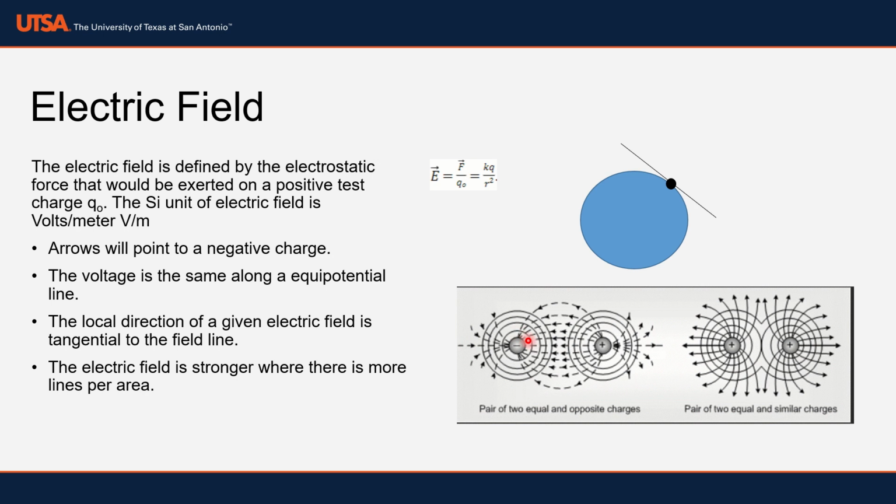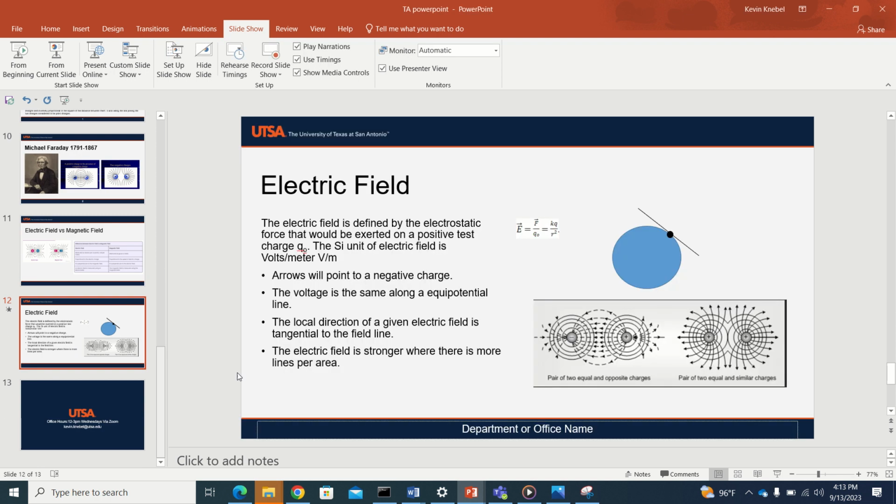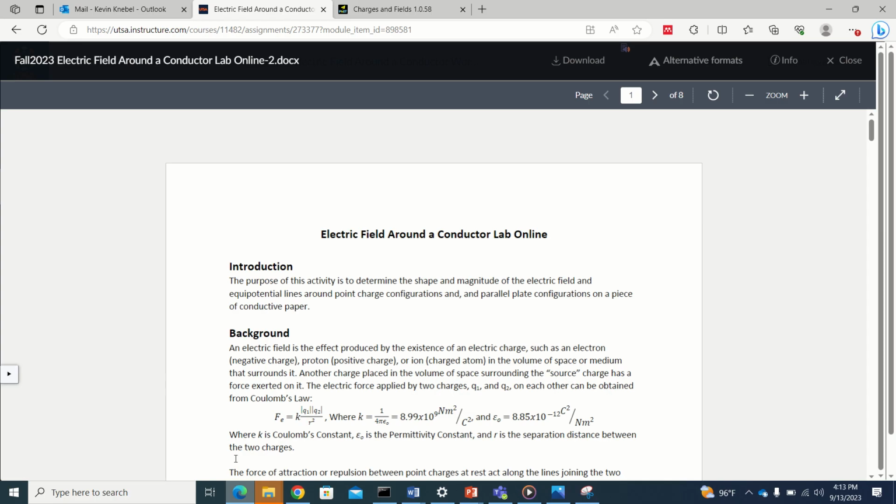So that's how we're going to read these diagrams, and that's what we're going to be doing this week in this lab. We're going to be measuring the electric field along a straight line, and then we're going to be looking at some of these diagrams. Let me go to our lab so I can show you what we're going to do.